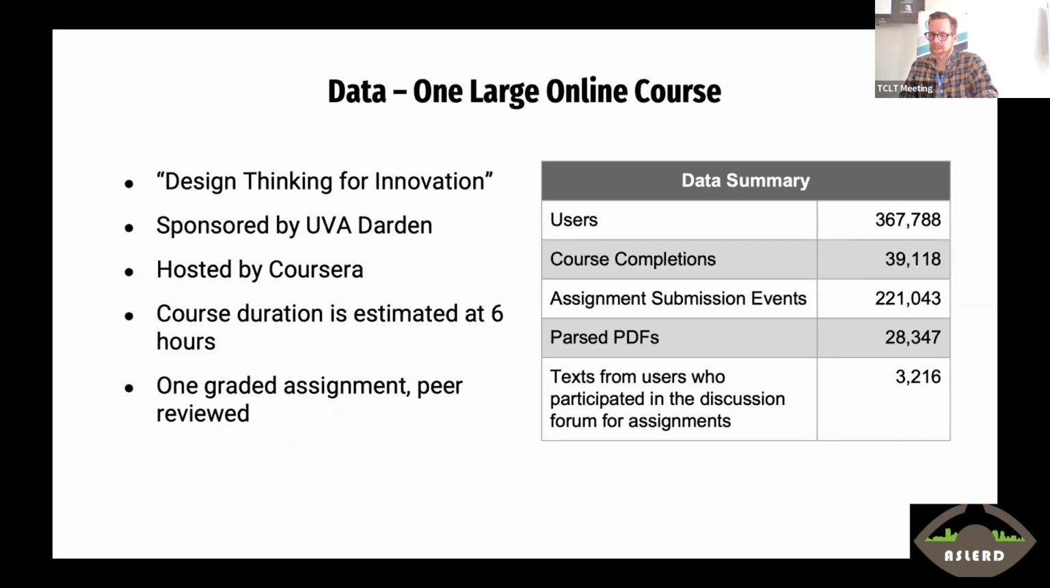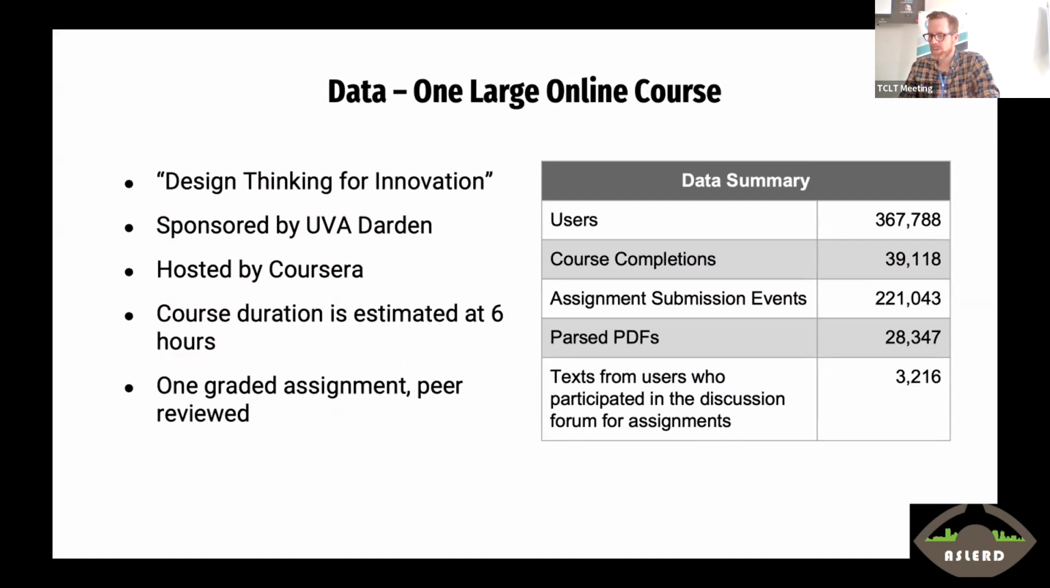We have a large online course called Design Thinking for Innovation. It was sponsored by University of Virginia Darden, which is their business school. It was hosted on Coursera, which is a very popular learning management system. And it was a short course. It was only about 6 hours. And they had one graded assignment. The students had one graded assignment that was peer reviewed in the end.